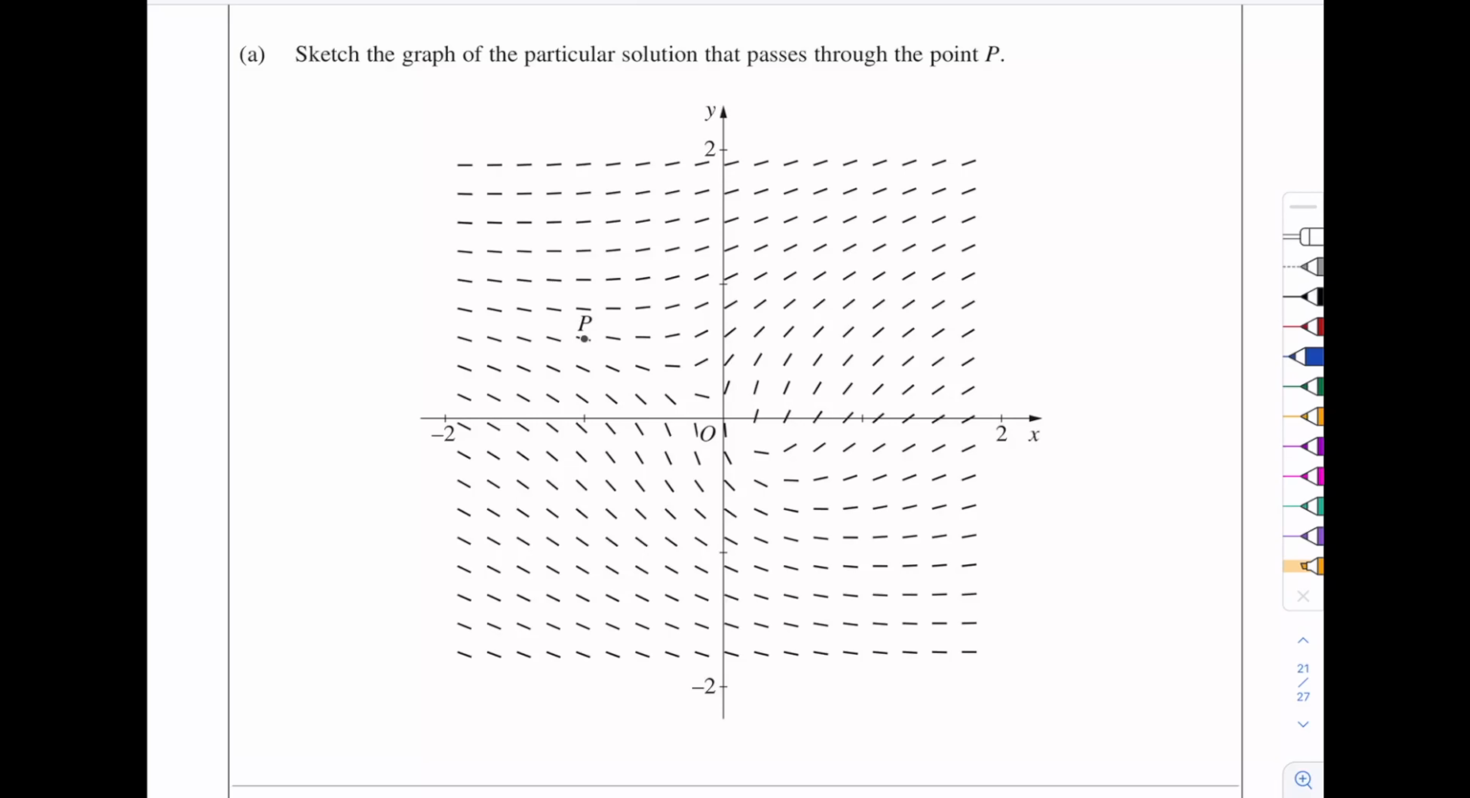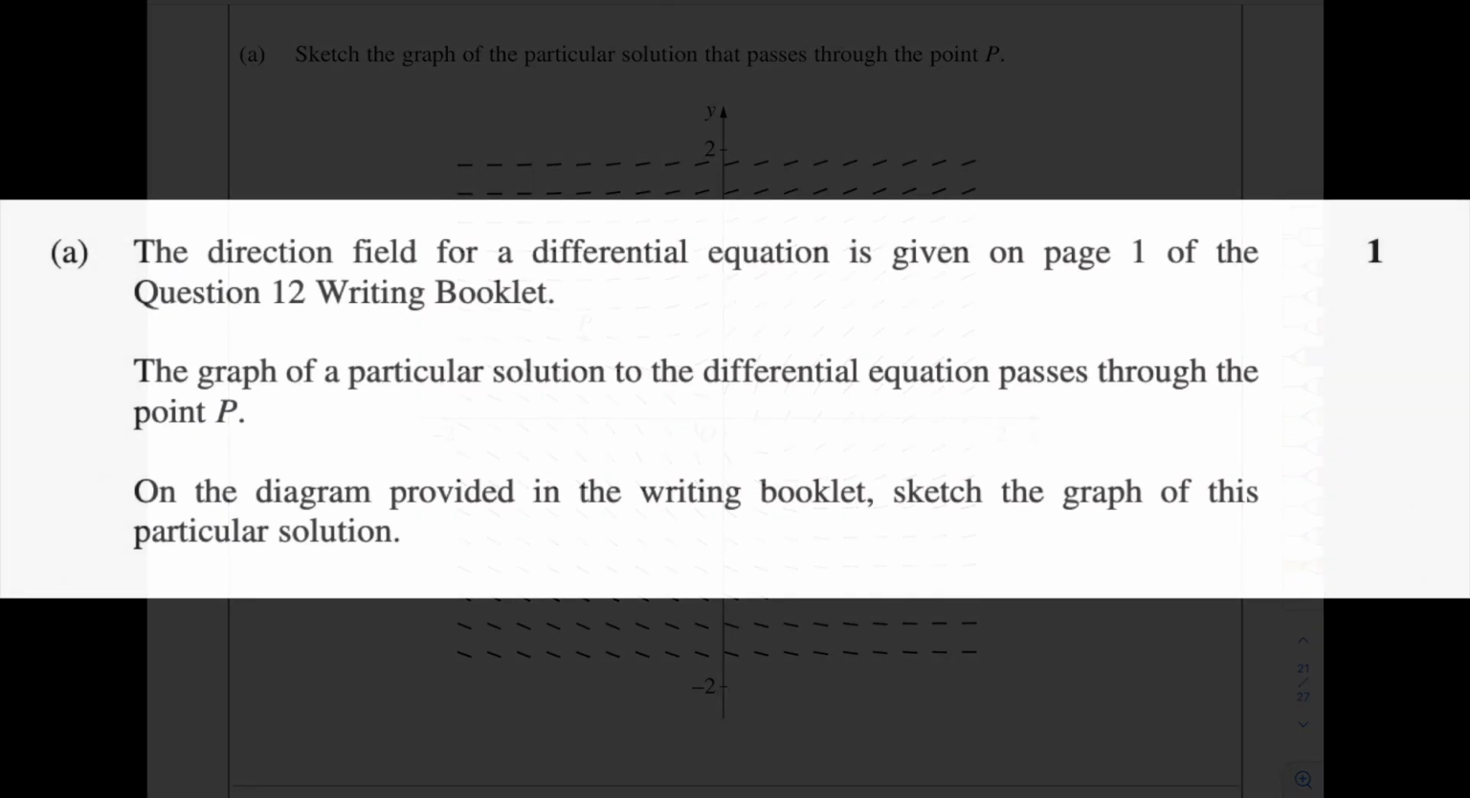In this video, we'll be going through question 11 from the 2021 HSC Mathematics Extension 1 exam. This will be the third in a series of 5 videos covering the entire paper. So let's get into part A.